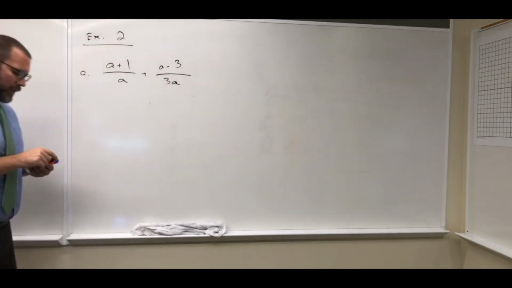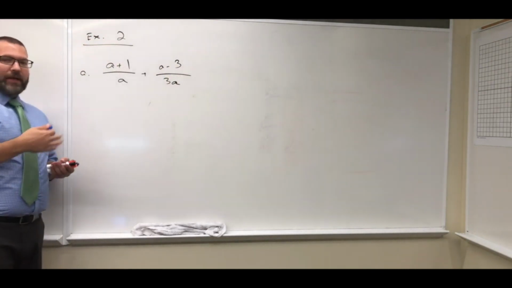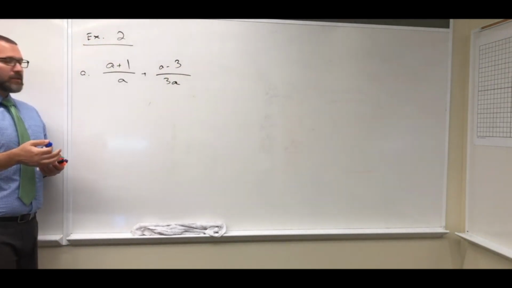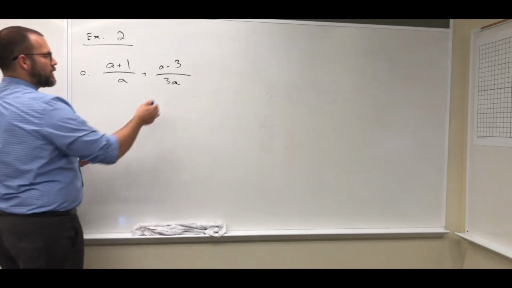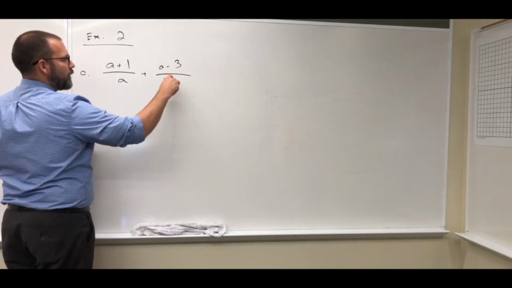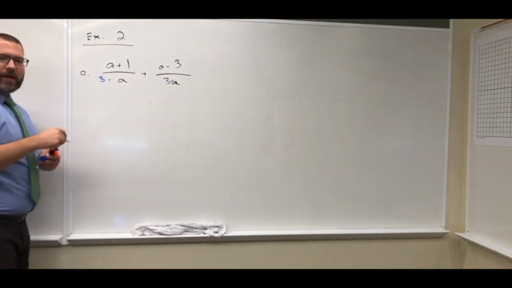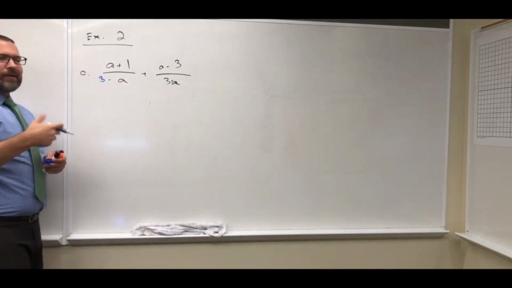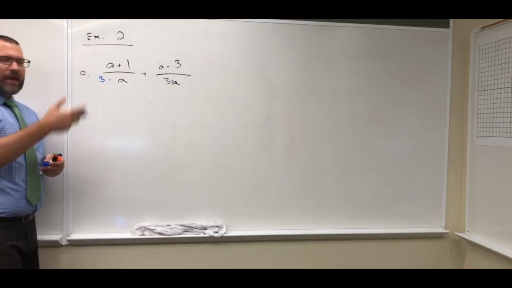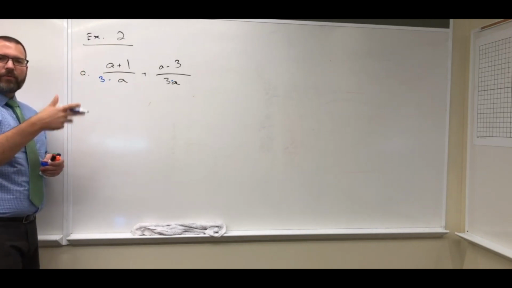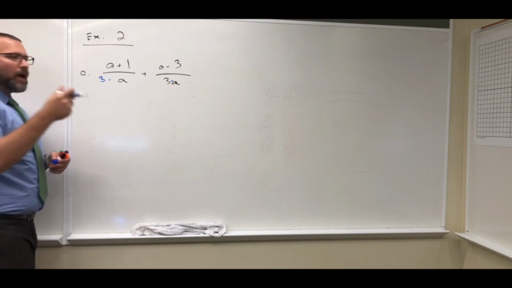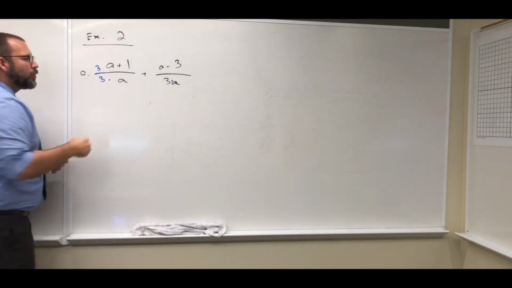Well, as I look at my denominators, although they're not the same, meaning I can't just immediately add them, they are obviously quite similar. The only difference is that if I factored it, this one would be 3 times a. So what I want down here is a 3 times an a. But I can't change the fraction. I can't multiply only the denominator by 3. If I multiply the denominator by 3, I also have to multiply the numerator by 3.